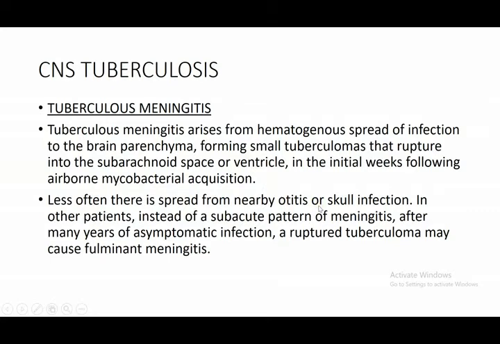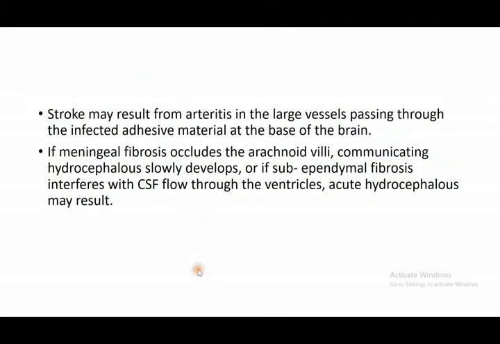In other patients, instead of a subacute pattern of meningitis, after many years of asymptomatic infection, a tuberculoma ruptures. A tuberculoma is a localized cerebritis, a localized CNS infection with TB. It may remain asymptomatic, but may sometimes rupture into the subarachnoid space with fulminant or acute meningitis. So this can be a presentation of CNS tuberculosis, sometimes with acute meningitis.